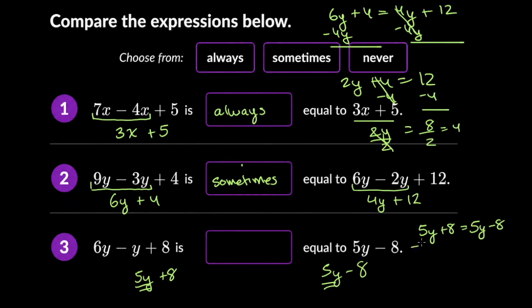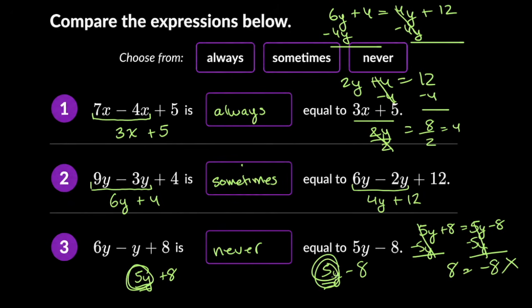If you subtract 5y from both sides, which is a legitimate thing to do, I'm going to get 8 is equal to negative 8, which is impossible. There's no y value that can make that true. So this is definitely a never. But just reason through it. There's no scenario where whatever this is, if I add 8, it could be equal to whatever that same thing is minus 8.